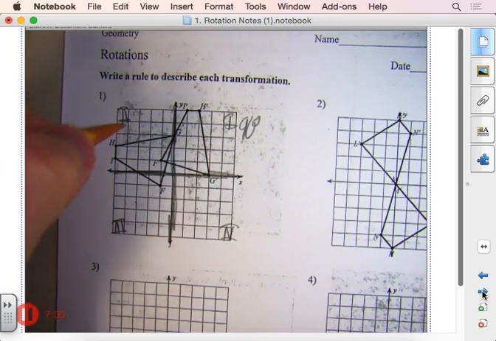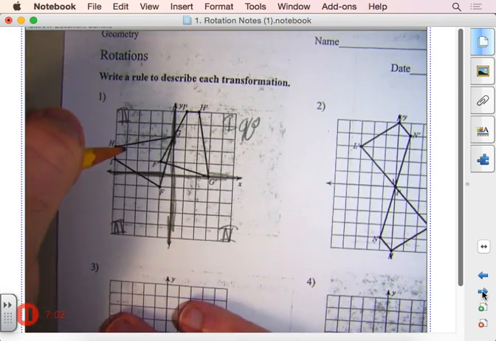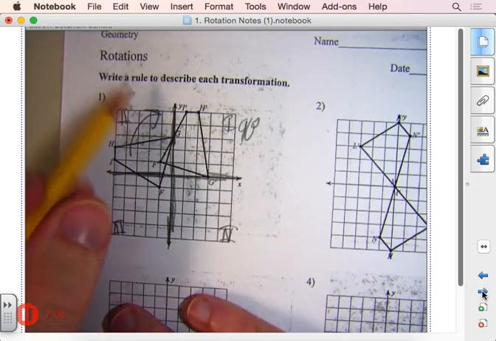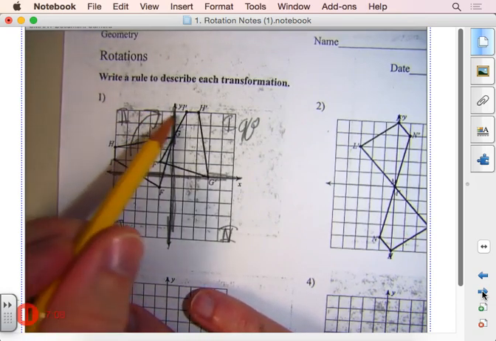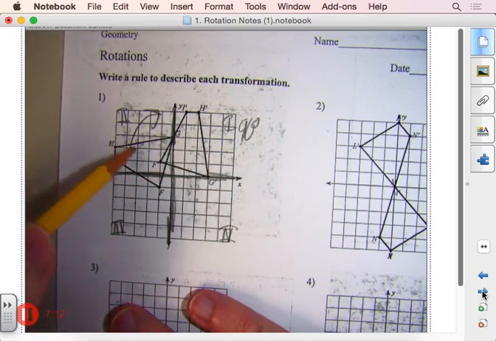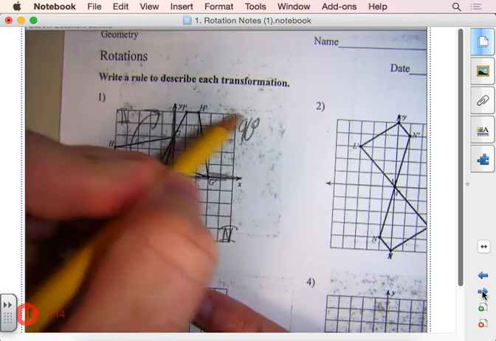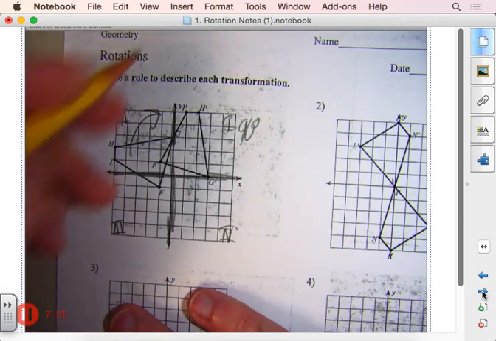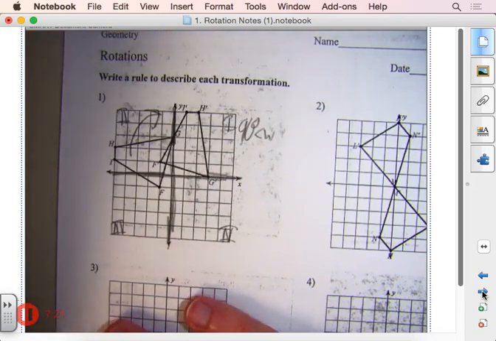And which direction is that? If H goes to H prime, that's going in this direction. So think about the hands on a clock, the numbers on a clock. You've got 12, 1, 2, 3, 4, 5, 6, 7, 8, 9, 10, 11, 12. So that's going in the direction of the hands of the clock, right? It's rotating the way the clock's hands would. So that would be 90 degrees clockwise.